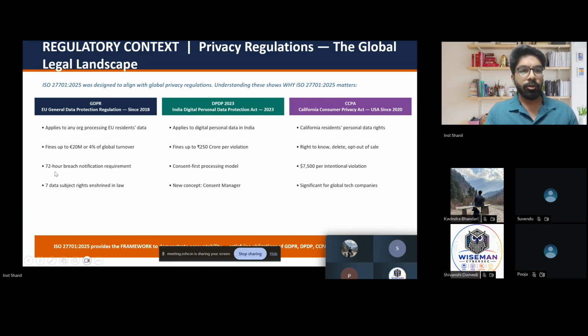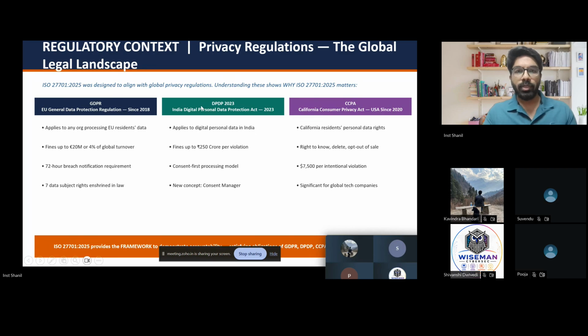There is a 72-hour breach notification requirement. If you are able to notify the data breach to the data subject and to the GDPR authorities within 72 hours, then you can get a relaxation from the GDPR authority in terms of fine or punishment. But if you cross the 72-hour deadline, then you will be heavily penalized on all the data breaches. There are 7 data subject rights which are defined in the GDPR Act.